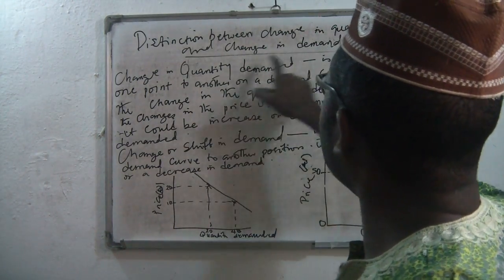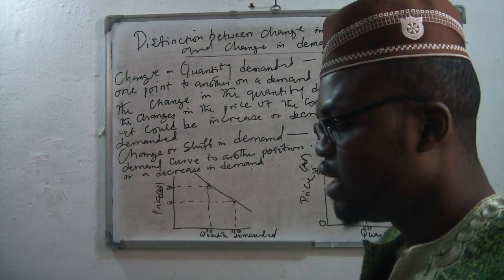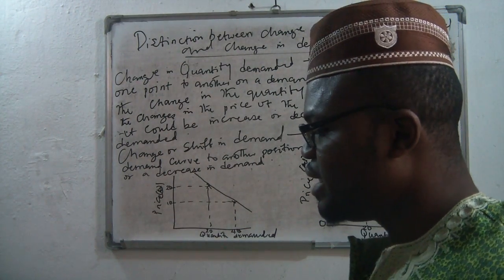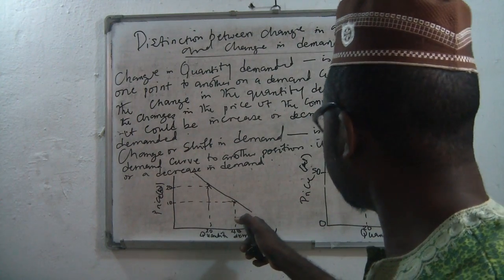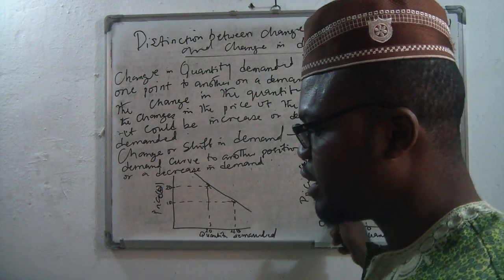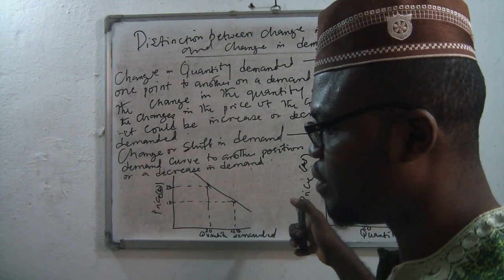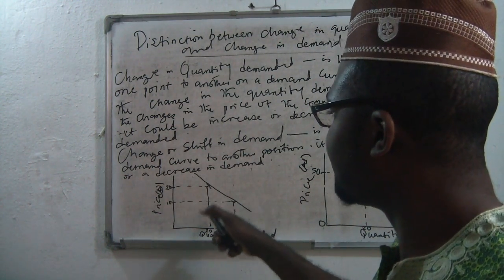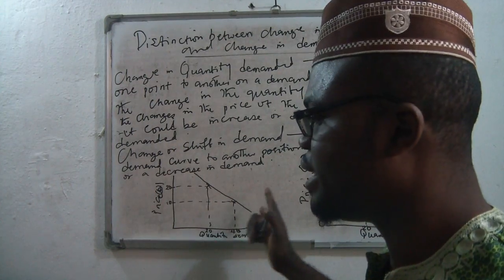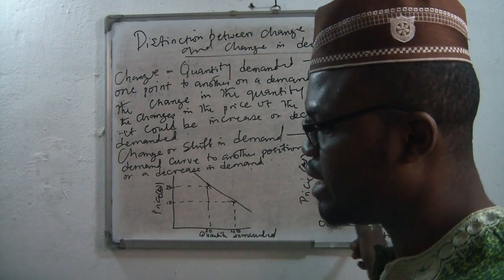Change in quantity demanded and change in demand. Both of them, you can easily deduce their difference by looking at the graphs. Look at the graphs so that you see what I'm showing you. You can see the difference between change in quantity demanded and change in demand by looking at their graphs.